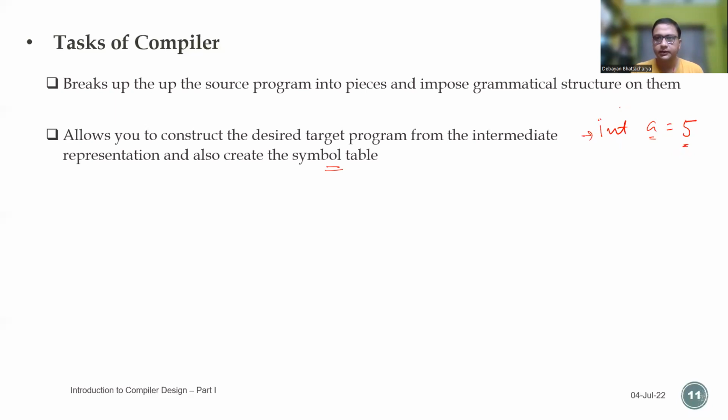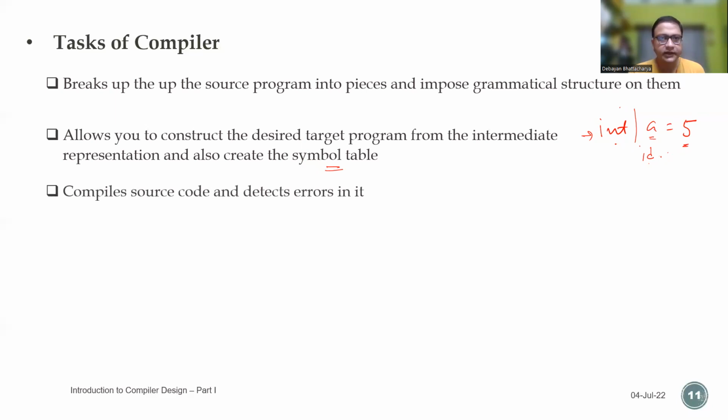Whenever the compiler tries to create the machine independent intermediate representation of that code, how will it map it? It will say that there is one identifier, the name of the identifier is a, the type of the identifier is integer, and the value of that identifier is 5, which is assigned by the user. This type of information must be stored in a symbol table for future reference.